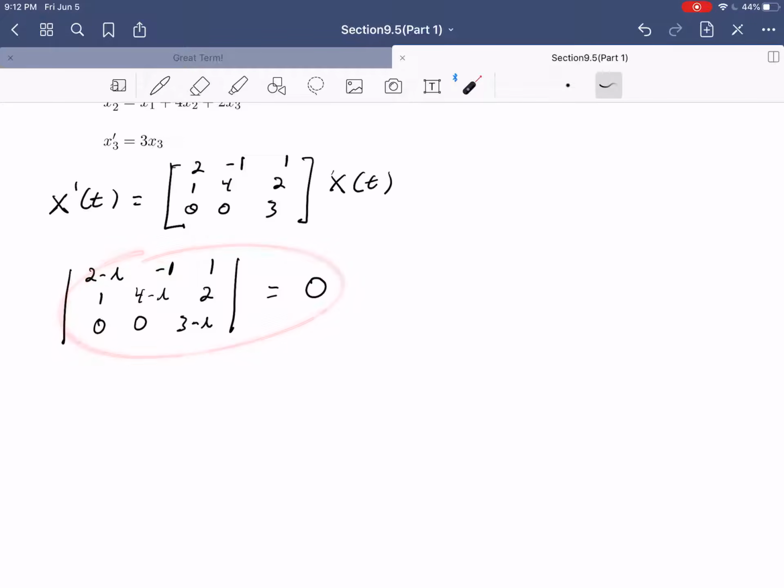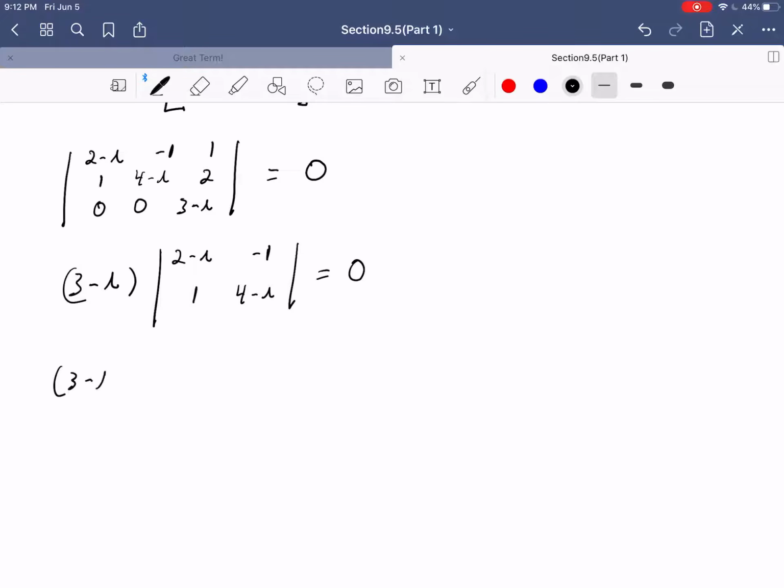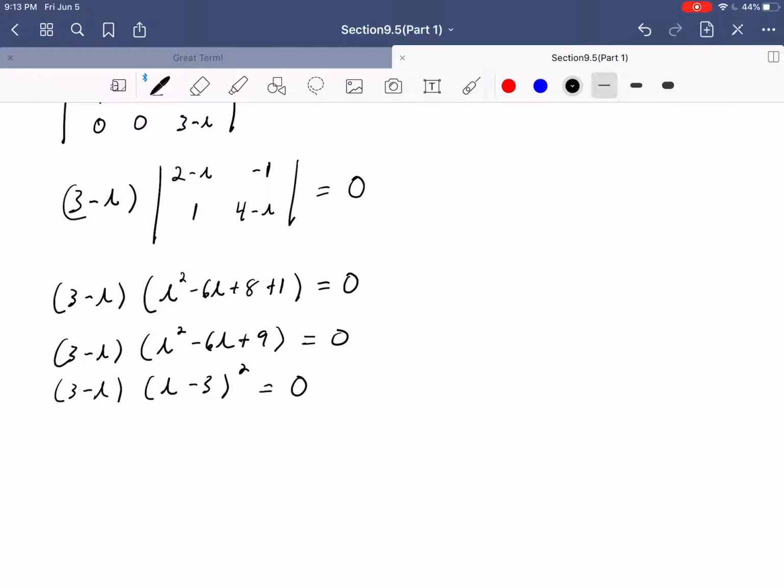Probably easiest to expand along the bottom row. So we get (3-λ) times the determinant of the resulting minor, after crossing out that row and column: [2-λ, -1; 1, 4-λ] equals 0. We should be able to do that pretty quickly. Multiplying these together, we get λ² - 6λ + 8, and then subtracting, we get plus 1. So we get (3-λ)(λ² - 6λ + 9), and that looks like (3-λ)(λ-3)² equals 0. So it looks like we have λ = 3 as our only eigenvalue with multiplicity 3.